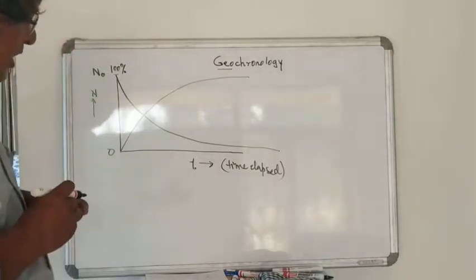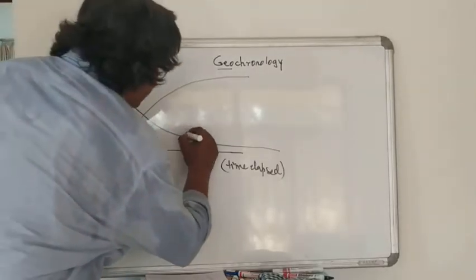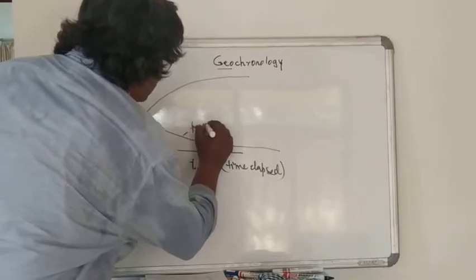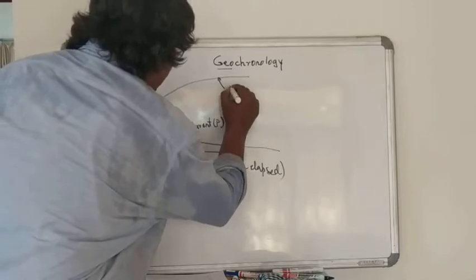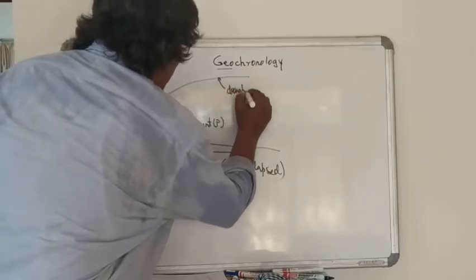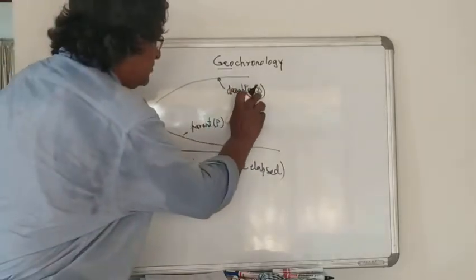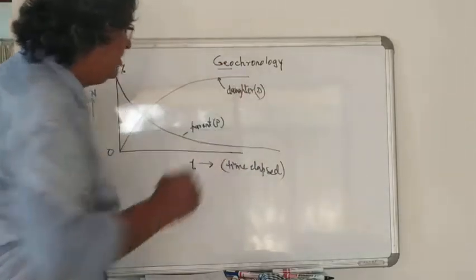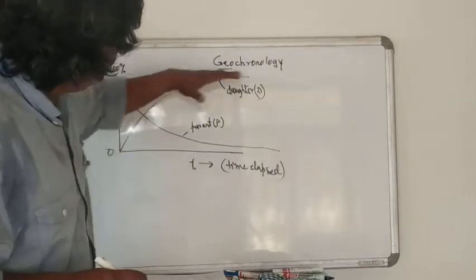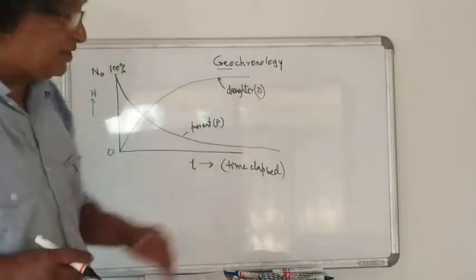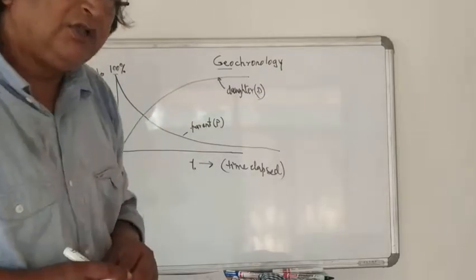Now there is a famous equation given. This curve is for the parent, which we will label as P, and this curve is for the daughter, and we would say this is D. We will bring in these two terms a bit later, but for the moment, this is the daughter element and this is the parent element. The daughter element increases, the parent element decreases, and if you know the parent and daughter ratio, you should get a handle on the time elapsed.